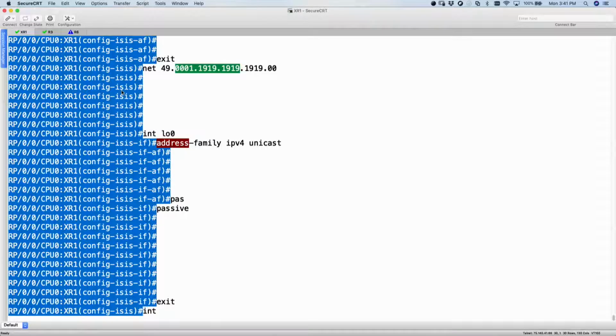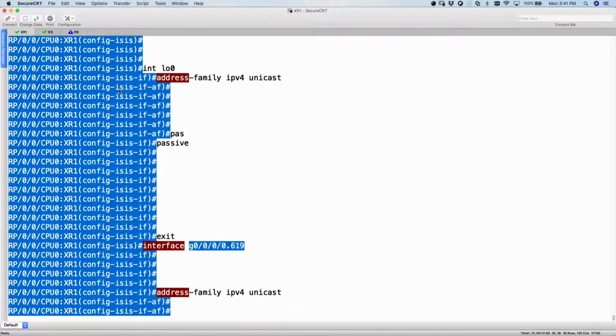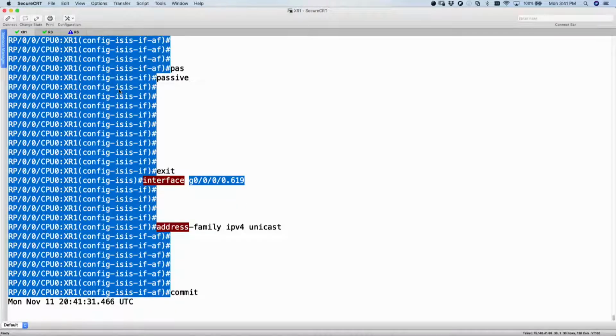And then we have the interface gig 0.0.0.619. Here I would just say address family IPv4 unicast. Let's do a commit. I should establish an ISIS adjacency with R6. I still haven't changed my IS type to be level 2 only. It's still by default level 1, level 2. However, I would only establish level 2 adjacency with R6 because R6 is running only level 2.